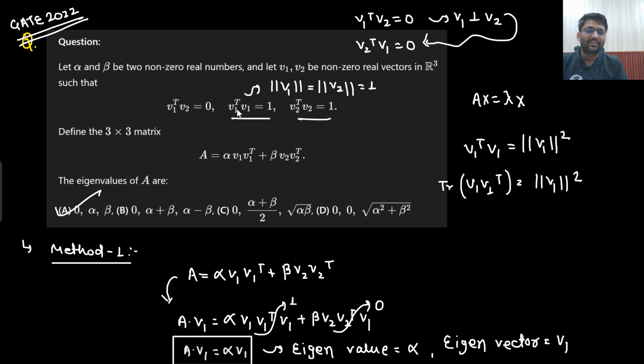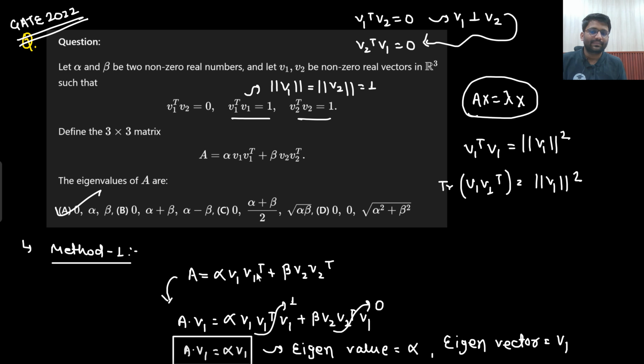Right? They could have simply mentioned here the length. Why would they do V1 transpose into V1? They would have simply mentioned that length of V1 equals length of V2 equals 1. This they could have mentioned. But they made it very simple, that even if you are able to think this much, then also your job is done. Just simply multiplying with V1. If you just think about this one, and then just think that simply multiplying with V1, your job would be done.